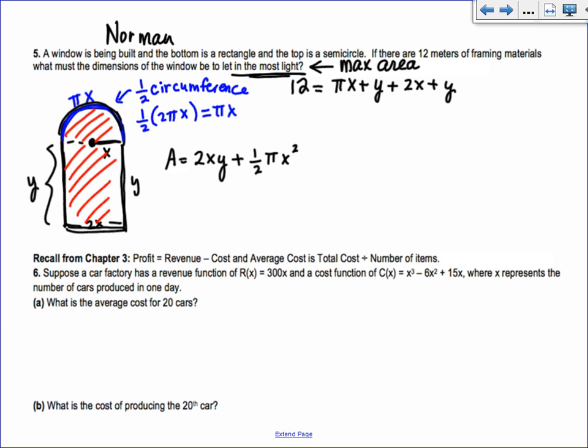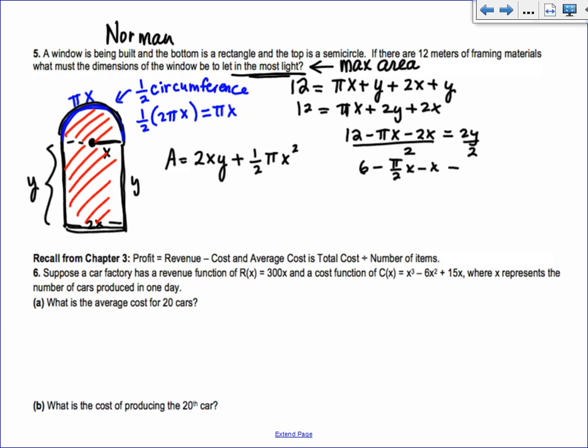All right. So I need everything in terms of one variable. I need only x's, so I need to solve for y. And this is where it gets a little bit messy. So I'm going to solve for y. So I have pi x plus 2y plus 2x, right? Because I had 2 y's over there. So I have 12 minus pi x minus 2x equals 2y. So I'm going to divide by 2. So I have 6 minus, I'm going to write it as pi over 2 x minus x.